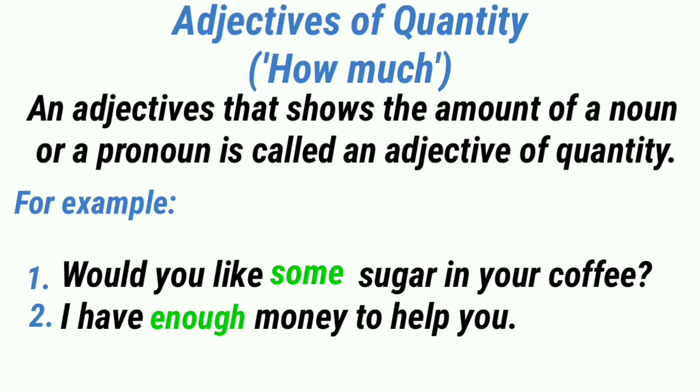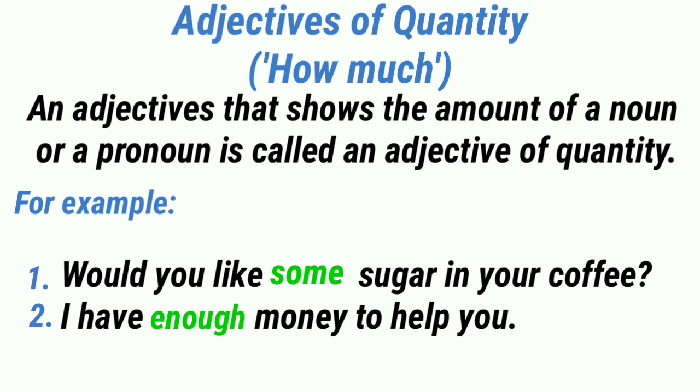Adjectives of quantity. An adjective which tells us how much of a thing is meant is called an adjective of quantity. Adjectives of quantity show how much of a thing is meant. They answer the question how much. So, an adjective that shows the amount of a noun or a pronoun is called an adjective of quantity.